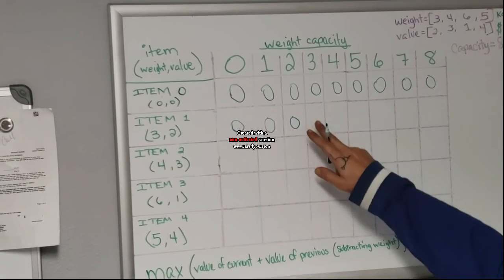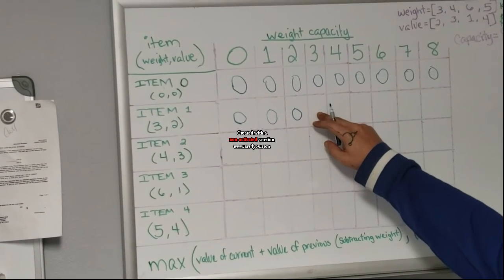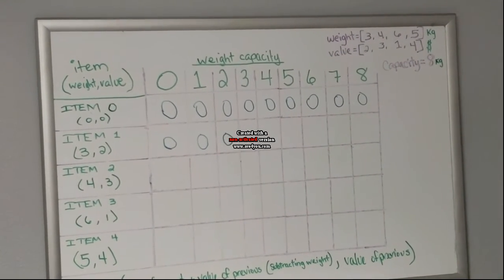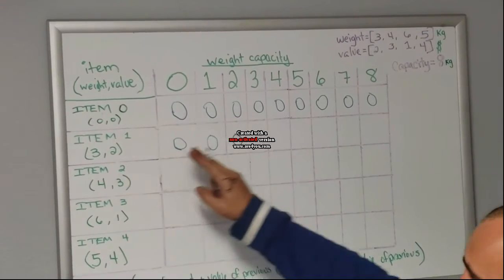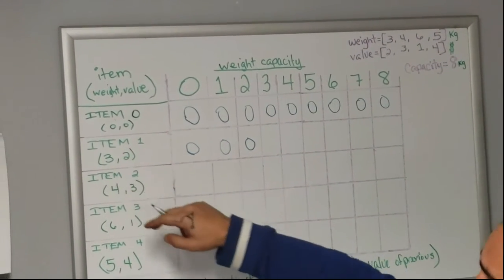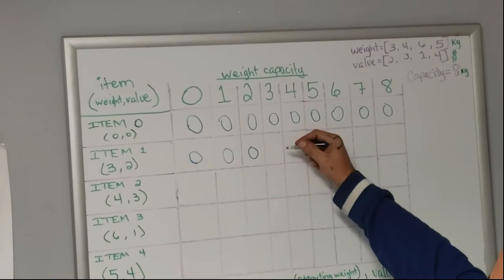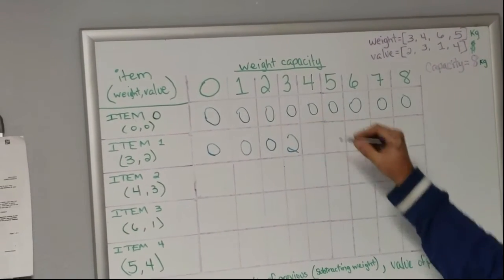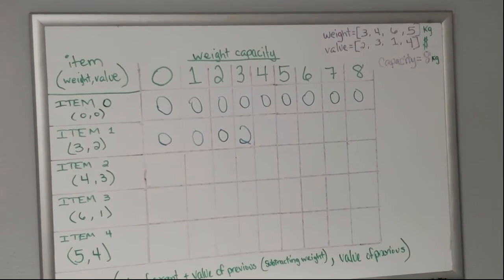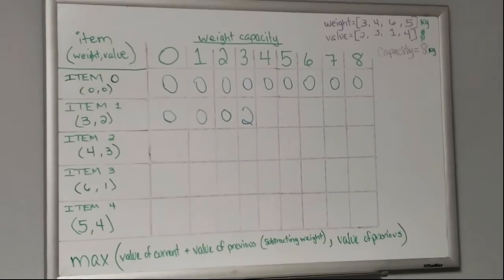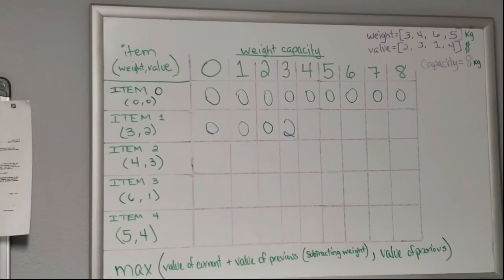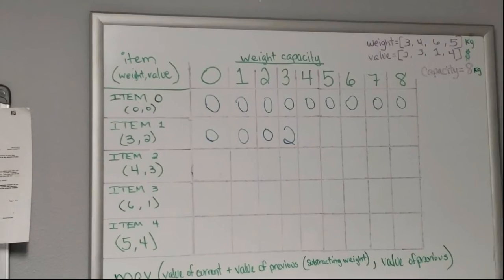The next cell for item 1, let's start with this one here. We have a weight capacity of 3 kilograms, which means we can fill this knapsack with item 1. So the value, which is the second number in this tuple, is 2. So we're going to go ahead and fill in the value within that cell. Since there are no items in the row above, we can say that filling our pack with just item 1 will give us a value of $2.